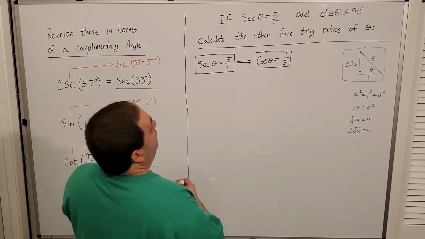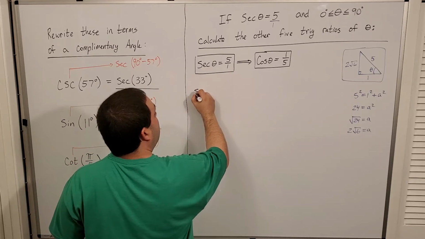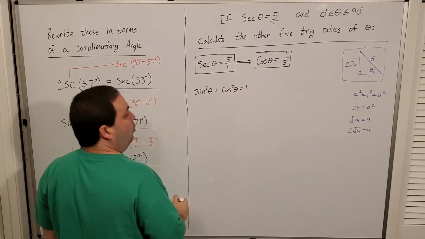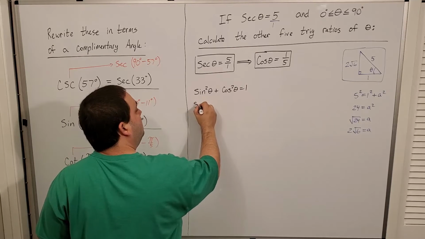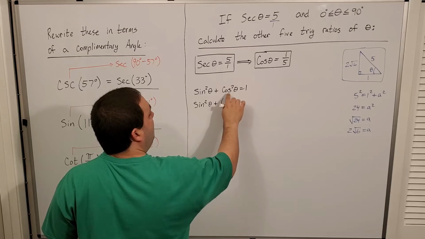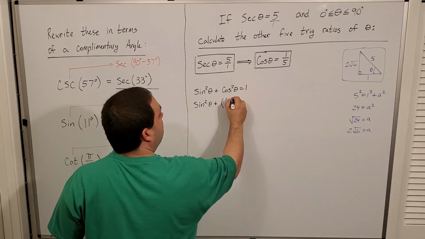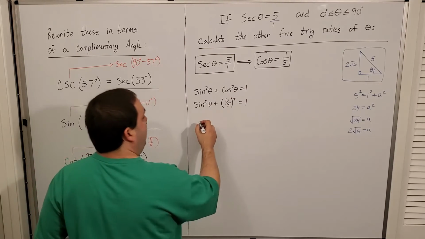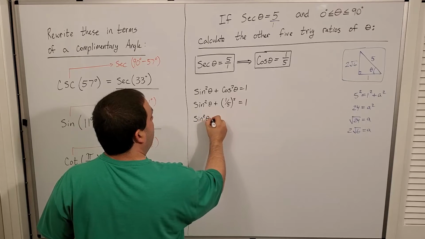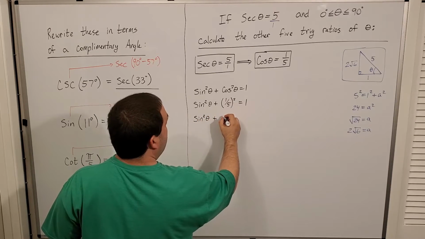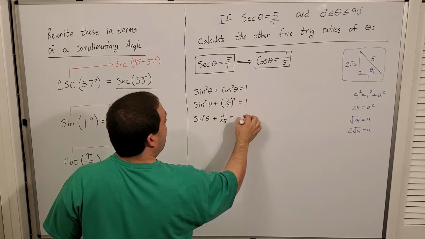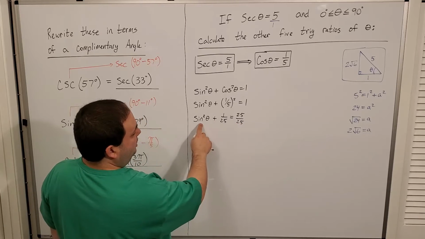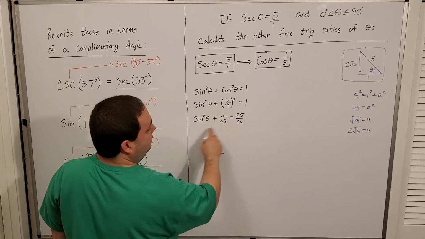So from here, I'm going to say sine squared theta plus cosine squared theta equals 1, which is my identity. And then sine squared theta plus cosine theta, which is 1/5, and it's squared because that's the identity. Next, sine squared theta plus 1 over 25. And I'm going to write 1 over here as 25 over 25, because I'm going to be solving and I need a common denominator.